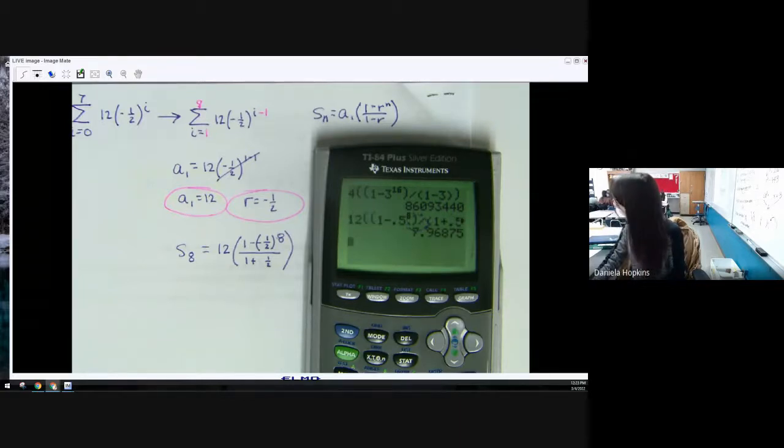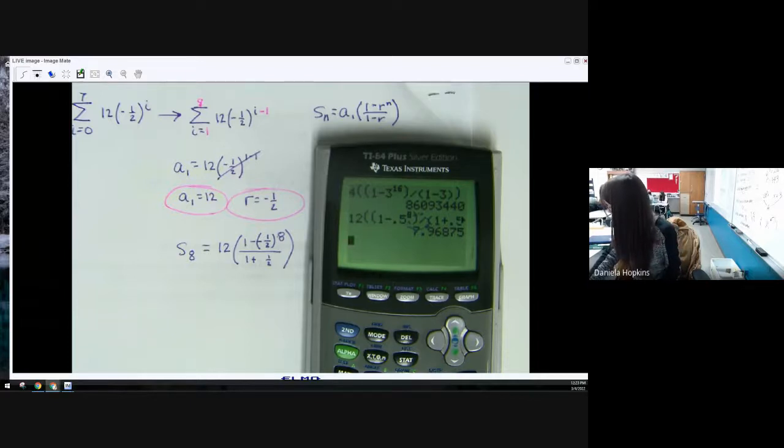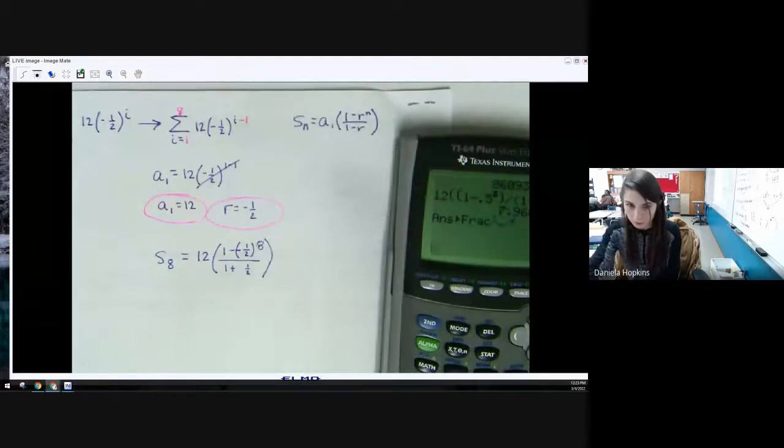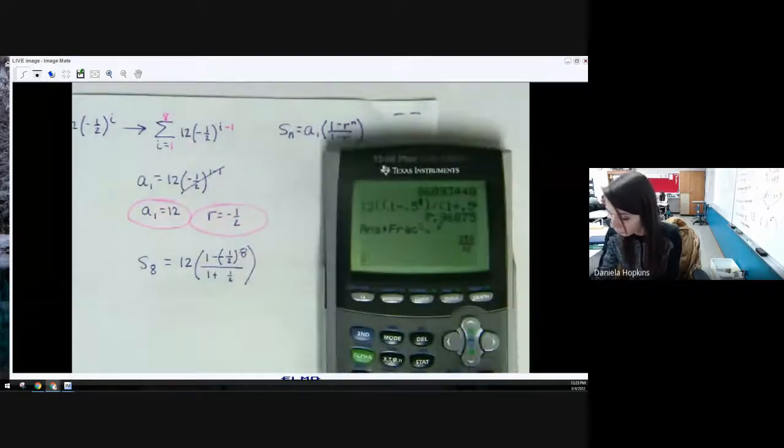Okay, I get a decimal. I want this as a fraction for your homework. So remember what you hit, once you have a decimal, you hit math, enter, enter. So you should get 255 over 32.